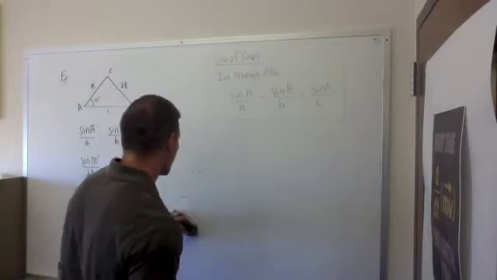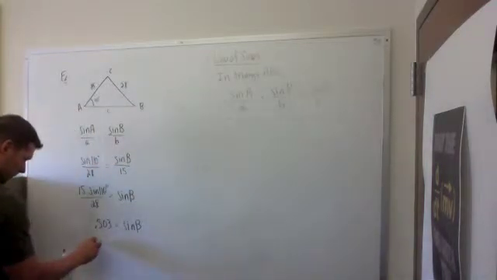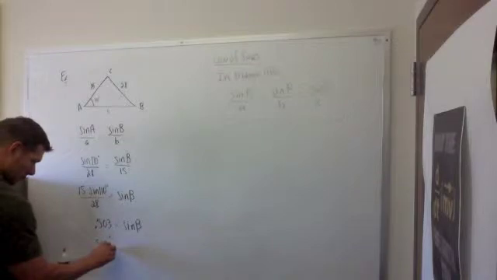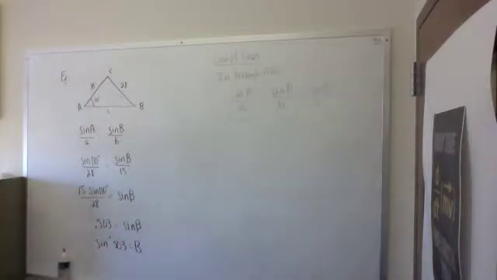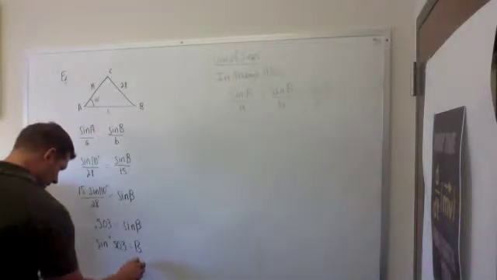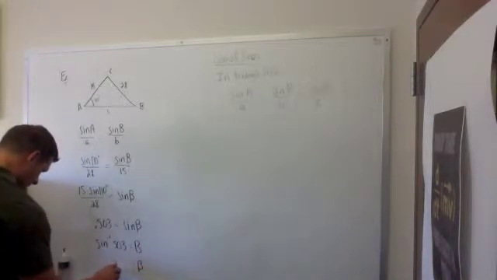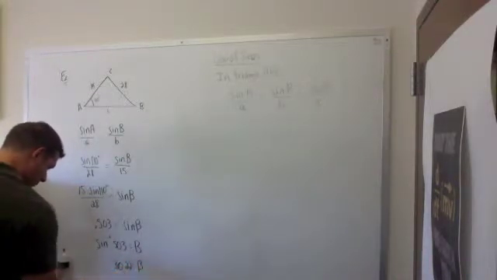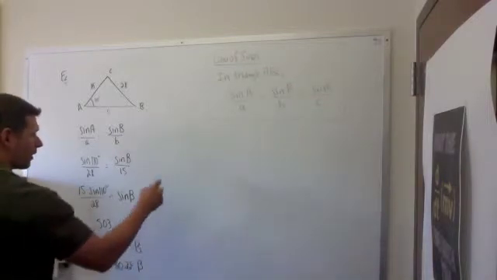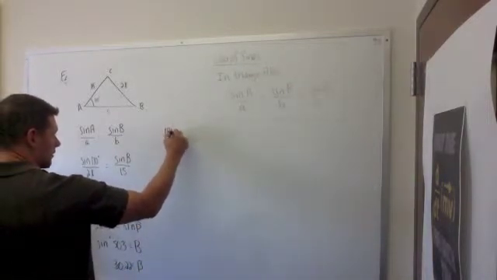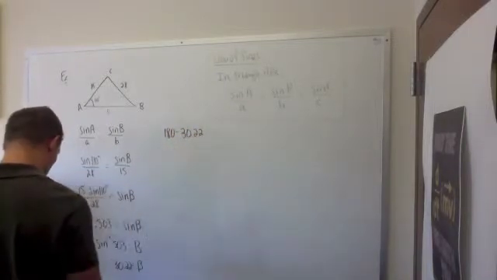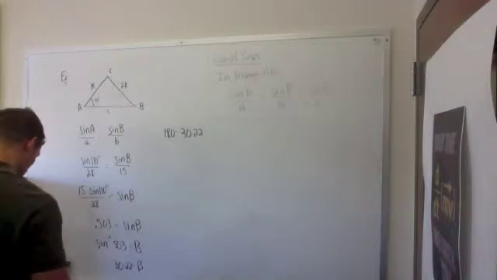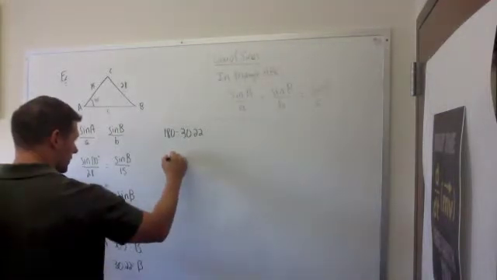So if I do sine inverse of 0.503, that will equal my B value. I get approximately 30.22. But I also have 180 minus 30.22, which is equal to 149.77.